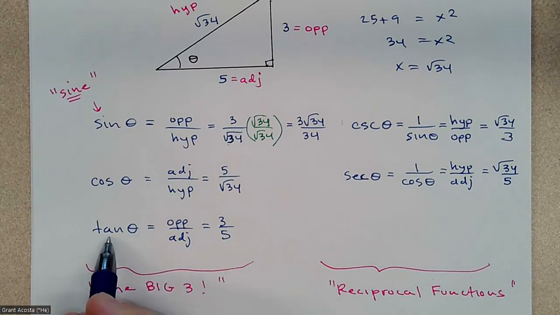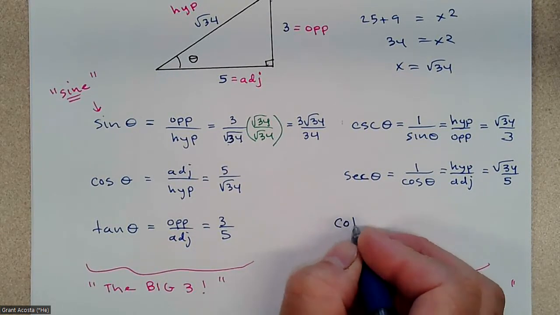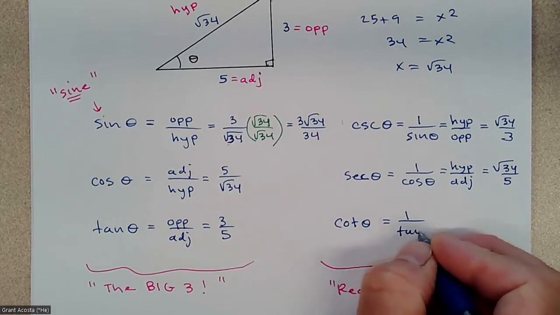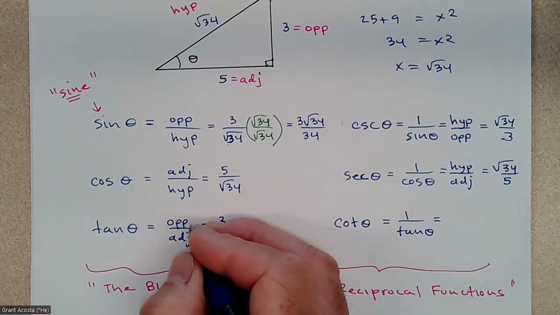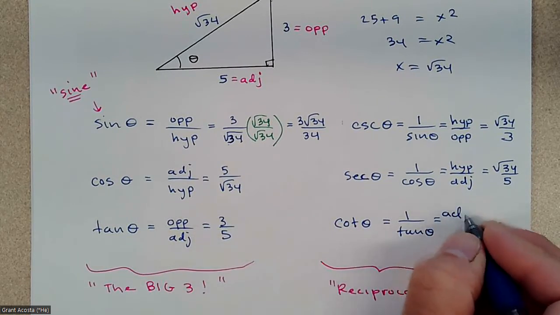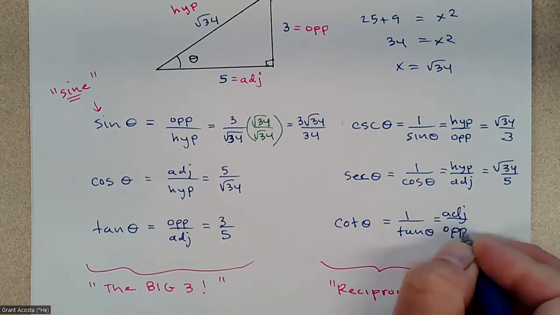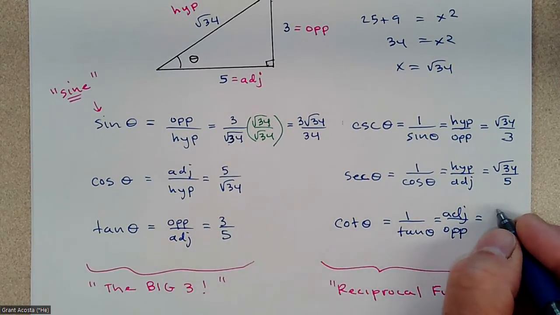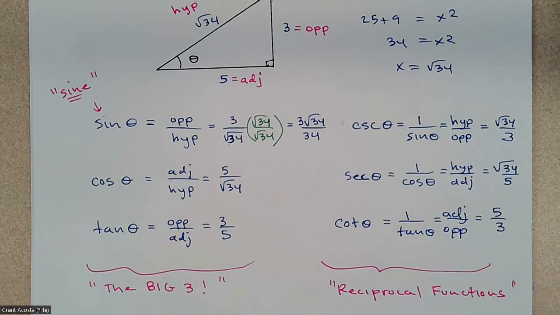And then finally, the reciprocal of tangent is cotangent. That's 1 over tangent, or flip it, it's adjacent over opposite. The tangent of theta was 3/5. The cotangent of theta, therefore, must be 5/3.